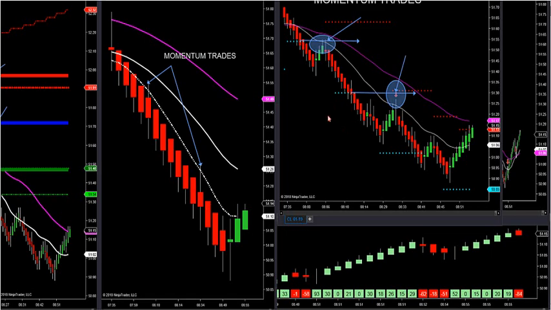The next trade comes down. It's all red bars. I get a break. I get a retest. Comes within 2 ticks of symmetry for a momentum trade. I get an arrow that fires here on the 5 or 3 sim. And here's your last momentum trade.